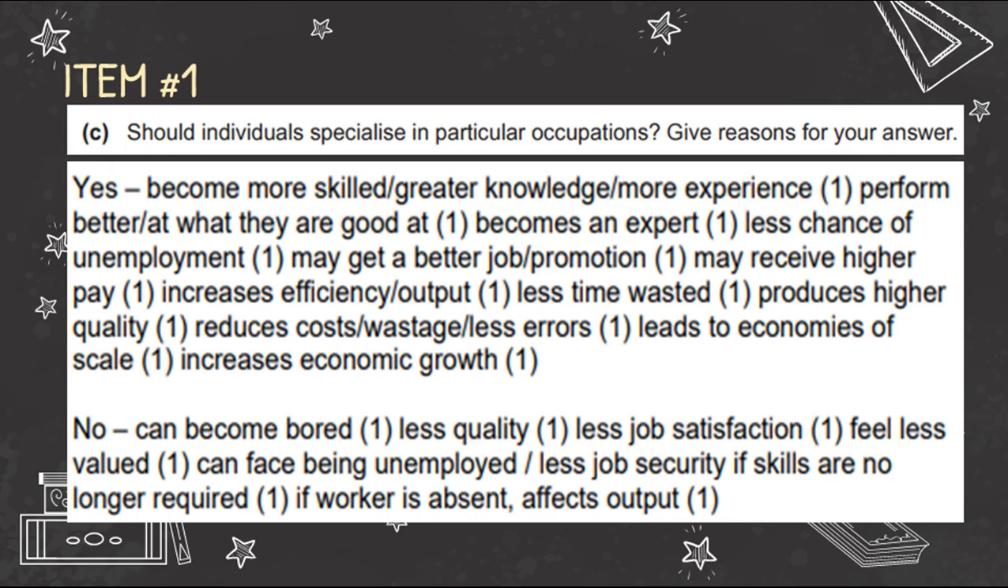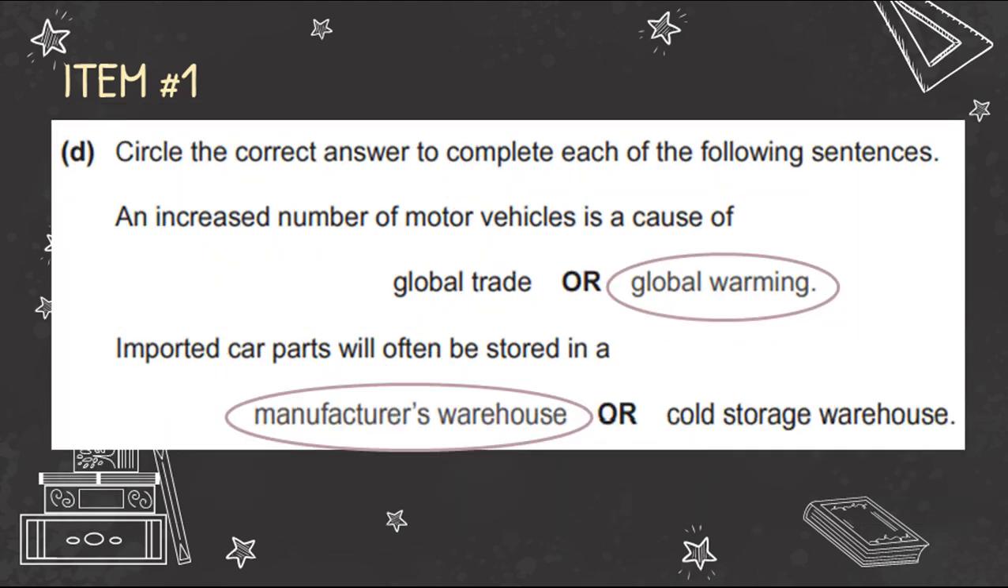And item letter D is, you have to circle the correct answer to complete each of the following sentences. So the first item is, an increased number of motor vehicles is a cause of global warming or global trade. And in this area, an increased number of motor vehicles is a cause of global warming.